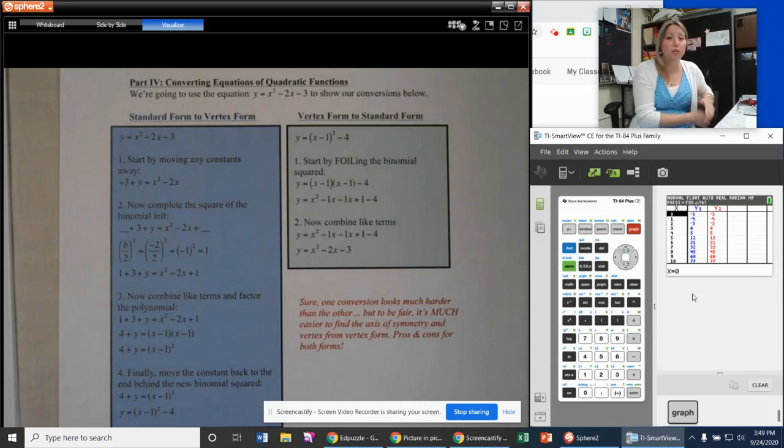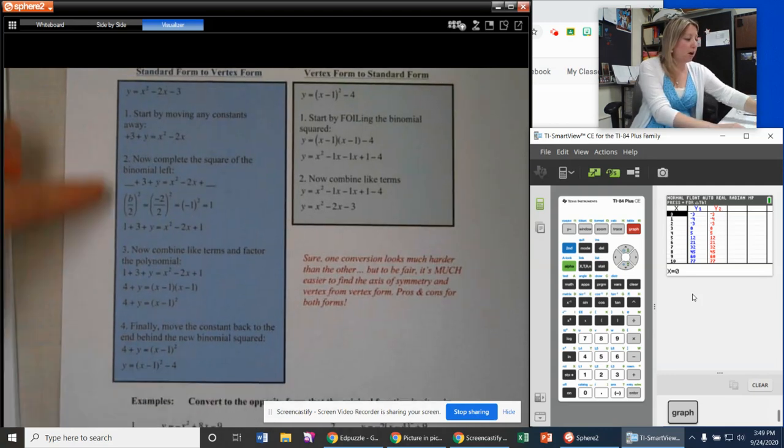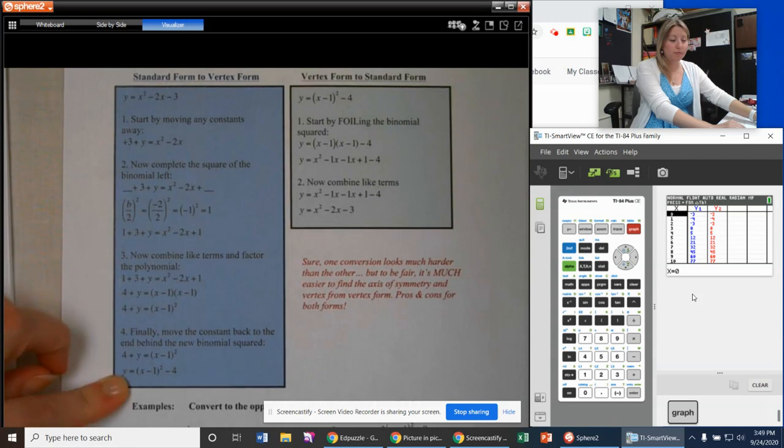Standard to vertex, you have to complete the square. And a lot of you struggled with completing the square when it happened. I am going to go through it right here in this example, but I want you to bear in mind, it's right here with completing the square.